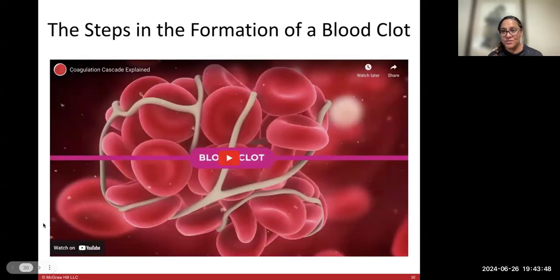And again, a picture is worth 1,000 words. I'm going to play this couple-minute video to explain the coagulation cascade.